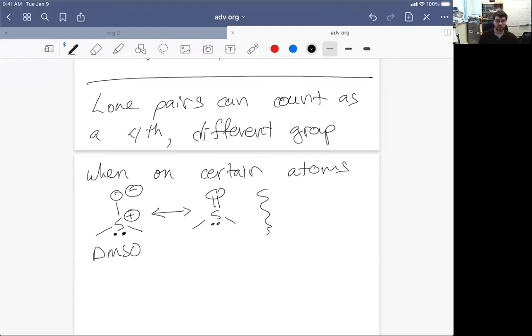Now, what I want to do is replace one of the methyl groups of the dimethyl core with a phenyl group, for example. If I do that, I'm going to change the color here. If you notice now, I have 1, 2, 3, 4 different groups. Now I'm counting the lone pair as a fourth different group. What this means is that this molecule is chiral at sulfur. Chiral at sulfur.